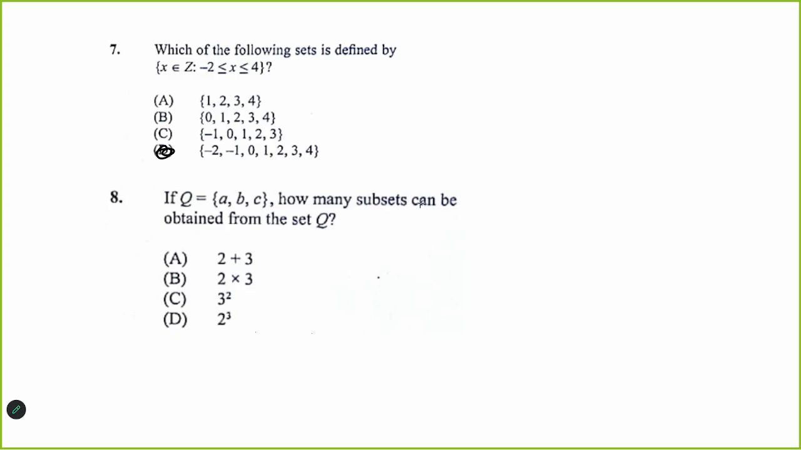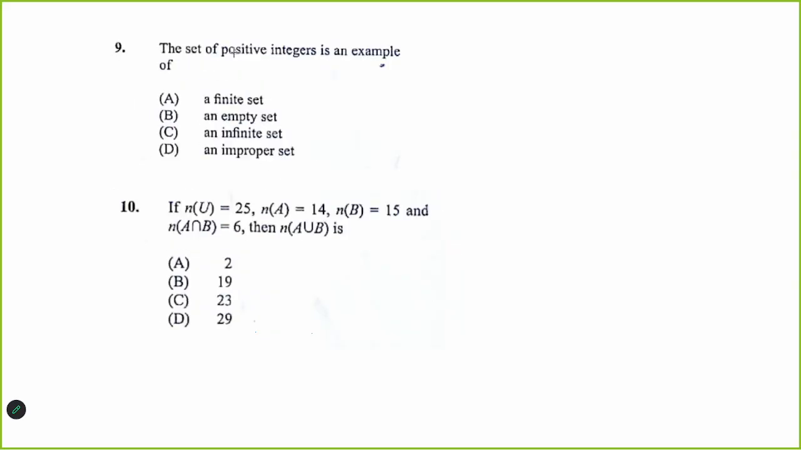This one here has how many subsets? This is 2 to the power of n, where n is the number of elements, 1, 2, 3. So it's 2 to the power of 3, which is D. This one here, the set of positive integers, is an example of an infinite set. You cannot find the end of the counting numbers. This one here is a repeated question, which I did give you guys the formula for.